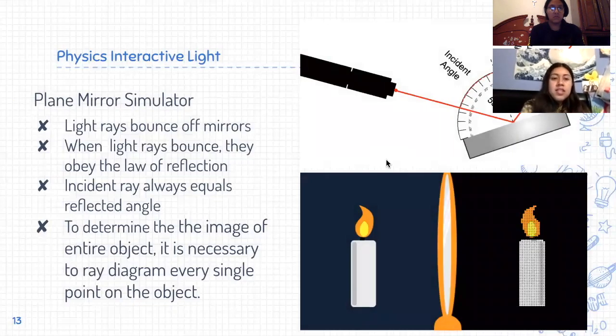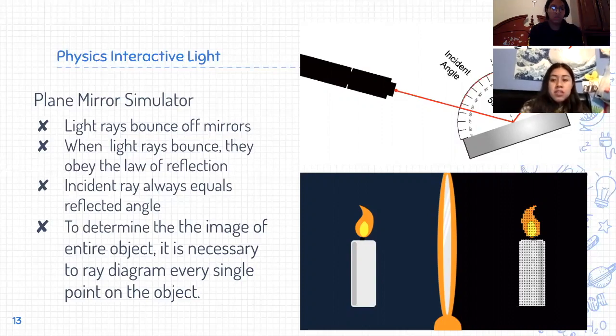The physics interactive light, the plane mirror simulator. The light rays bounce off mirrors, and when light rays bounce off the mirror, they obey the law of reflection. Incident angle always equals the reflected angle. And to determine the image of an entire object, it is necessary to do a ray diagram on every single point on that object.